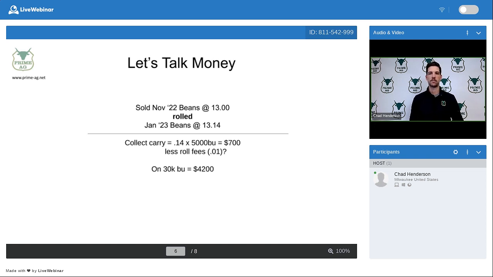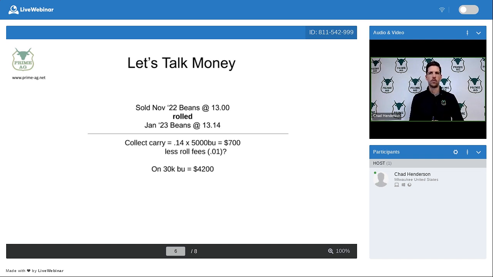Typically, it's the cost of a commission on a contract, so about 1 cent, maybe a penny and a half. So usually it should be pretty small. And now if you add that out over 3,000 bushels, it's about $4,200. So that's pretty good money for what are we at, 5 minutes, 10 minutes of a webinar. It's a pretty good ROI to pick up $4,200 if we get some carry in the market. Take your spouse out to dinner, go get yourself a new boat, whatever you like to do. That money's yours.